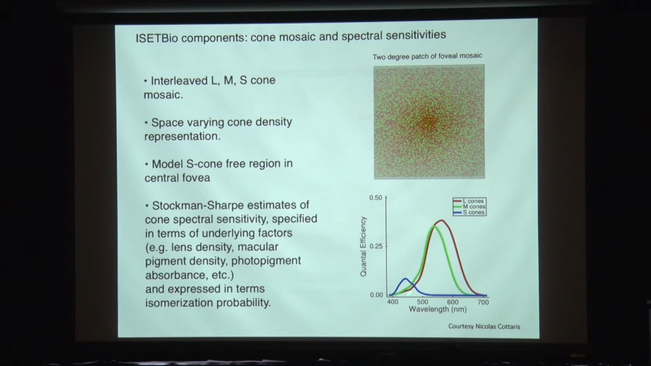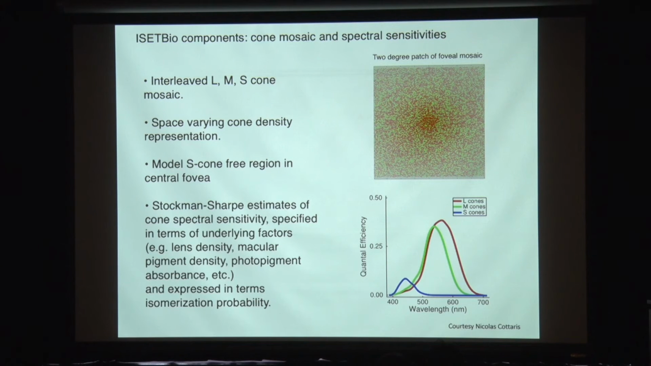The effective sensitivities of the S cones are much smaller, largely due to inert pigments in the lens and in front of the fovea. The packing geometry of the cones is quite interesting. There's an S cone free area in the center. LM cones are fairly random. S cone packing is a little more regular. You can't quite see them there.